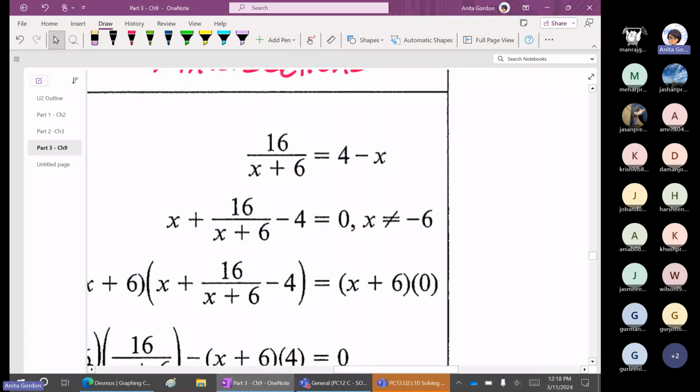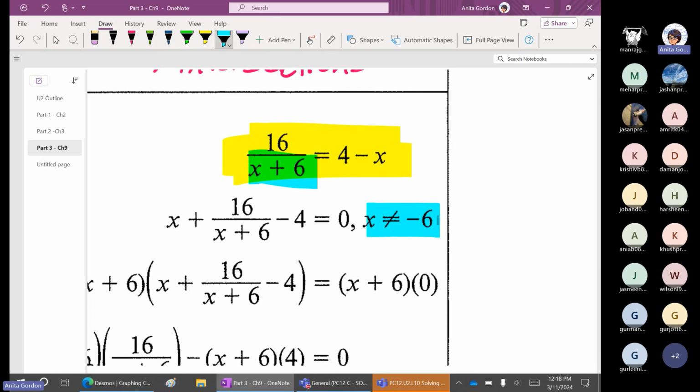Here they have given us an equation, 16 over x plus 6 equals 4 minus x. I look for a denominator. Here it is. What is my restriction? x cannot be -6. So we have to keep that in mind when we're looking for solutions. If we find a solution that says -6, we delete it, right? Okay, I move everything over to the other side. So I'm going to subtract 4, and then I'm going to add x. And you end up with this line here.